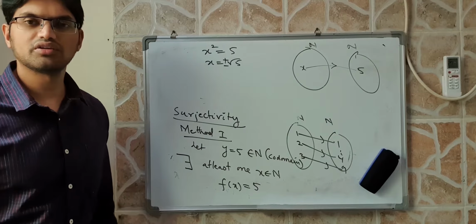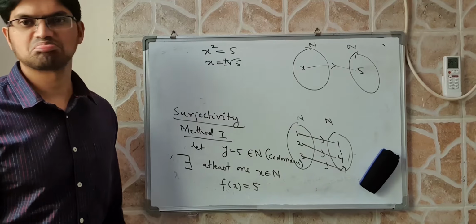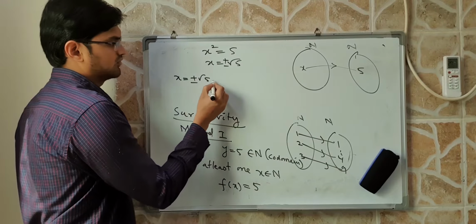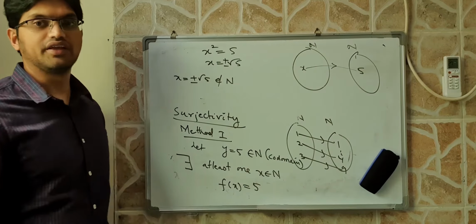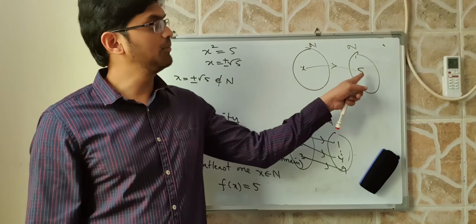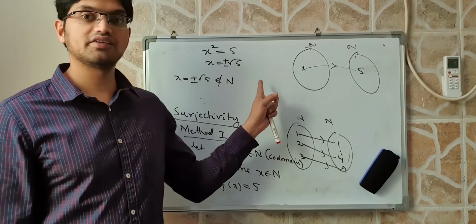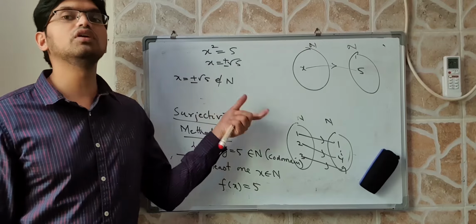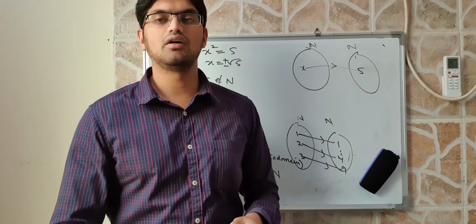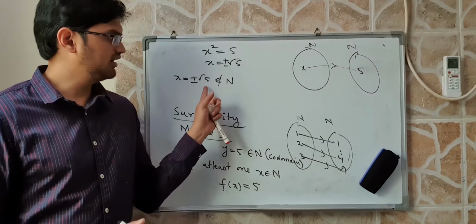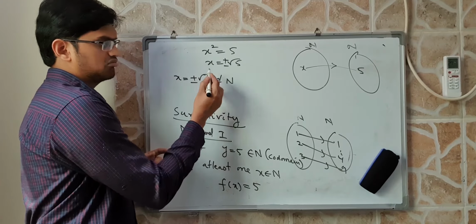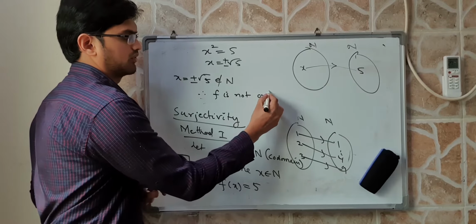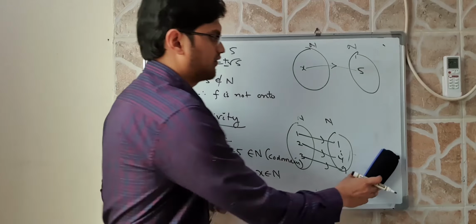But do you think plus or minus root 5 is there in the natural numbers? No. So x equal to plus root 5 or minus root 5 does not belong to N. That means which element will map to 5 under f(x) equal to x square? The x equal to root 5 or negative root 5 will map to 5. But do you think it is a natural number? Root of 5 is a natural number? No. Therefore f is not onto. So here surjectivity fails.